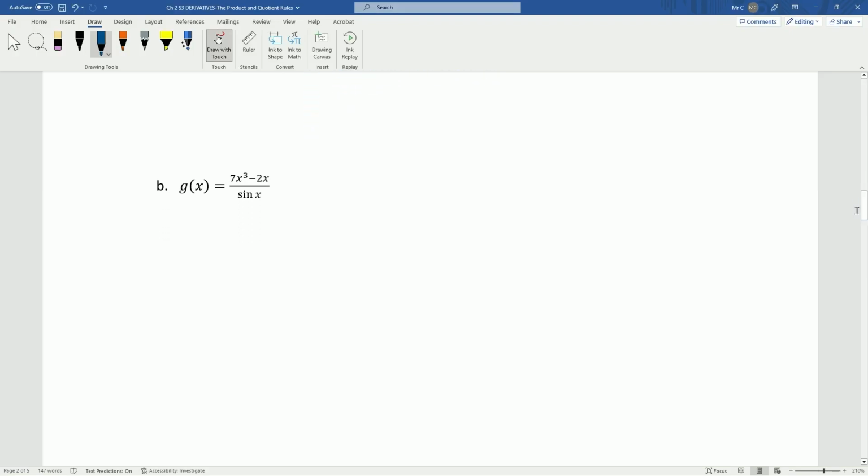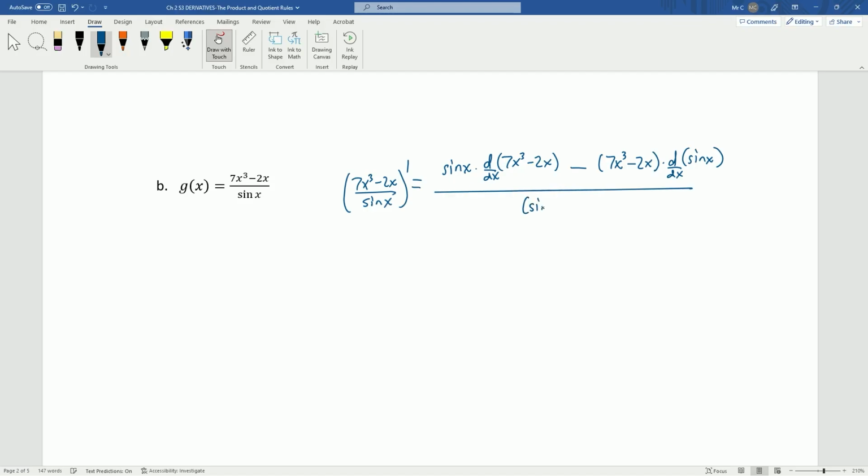Okay, so next we have g of x equals 7x cubed minus 2x over sine of x. So when I take the derivative of this thing, remember, it was low d high, so the bottom times the derivative of the top. And I'll use Leibniz notation here. Low d high minus high d low over low squared.